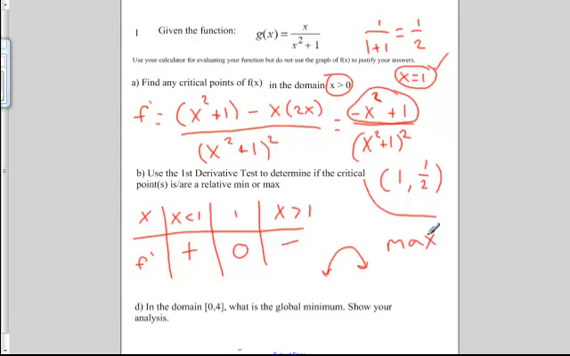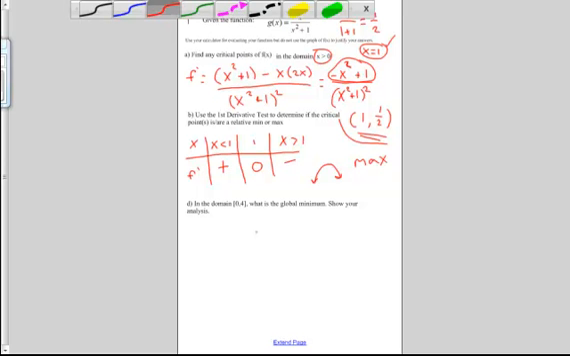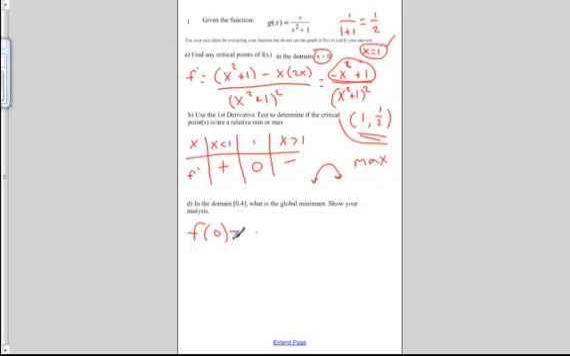And the last question says, what would be the global minimum on that range? Well, we know a possibility for the maximum value is here. To find the global minimum, we just need to look at the endpoints. So if we look at the endpoints, let's find f of 0. Well, f of 0 is 0 over 1, which is 0. And f of 4 is 4 over 16 plus 1, which is 4/17.